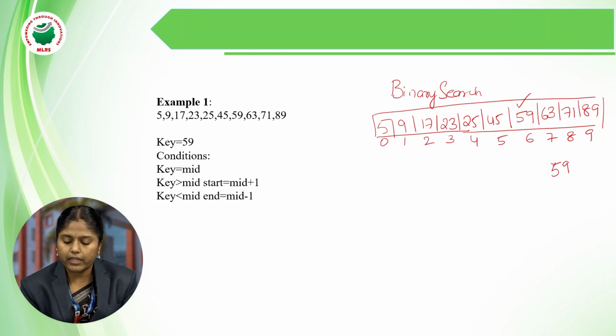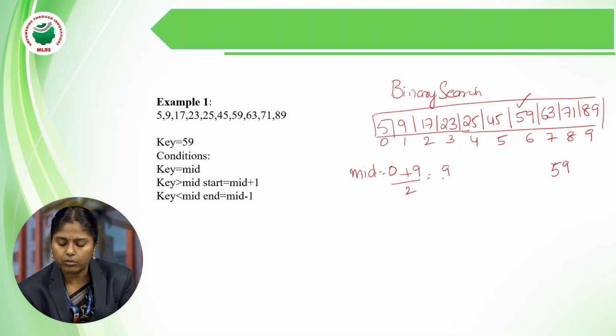First, we have to calculate the mid. How are we going to calculate it? We take the first index plus the last index, divided by 2. That is 9 by 2, which equals 4. Now, what is the mid element? Mid is equal to 25.